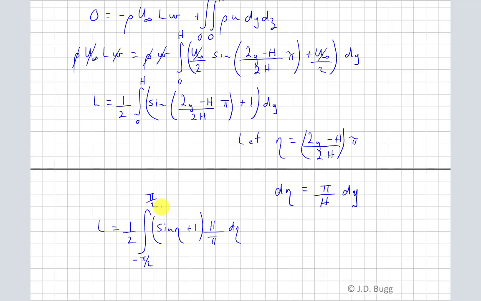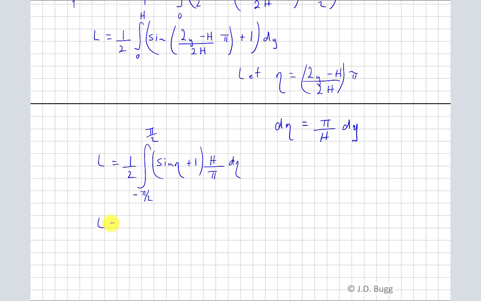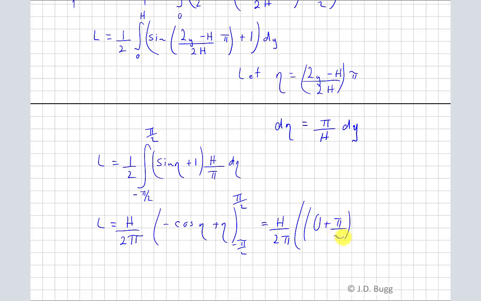Now we can integrate this fairly easily. So L is equal to h over 2 pi, just bringing this constant out in front with the half. And then the integral is minus cosine of eta plus eta, evaluated from minus pi by 2 to pi by 2. So that's equal to h over 2 pi times (0 plus pi by 2) minus (0 minus pi by 2). So that whole thing is just equal to h over 2.